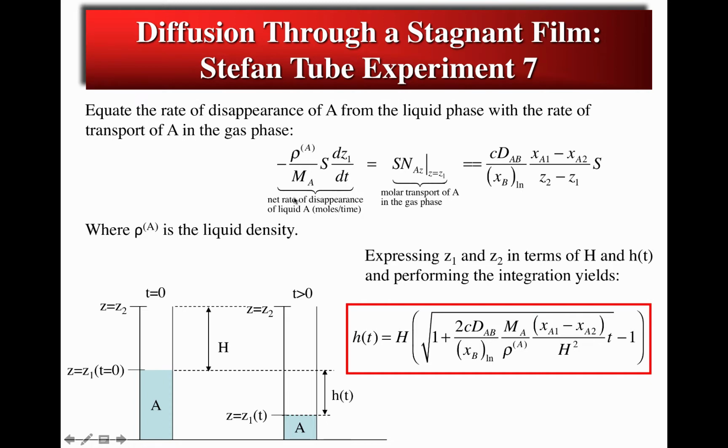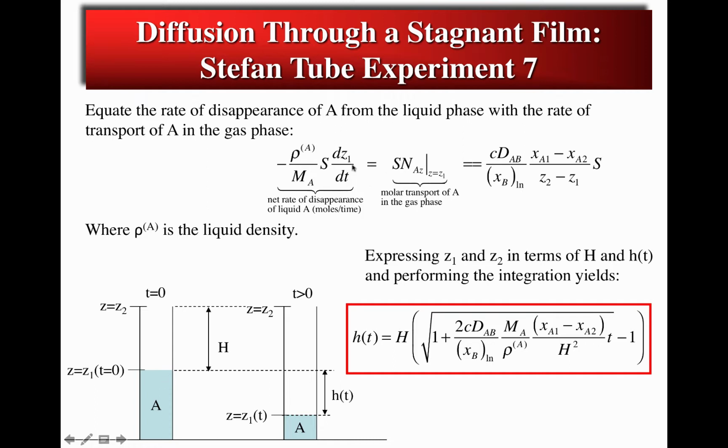So if you think about it, the density of A in the liquid phase, rho superscript A, divided by the molecular weight of A is going to give the moles of A per unit volume in this liquid. And then we multiply by the rate of change of the volume of liquid with time. And that's just the cross-sectional area of this device, S, times the change in Z1 with T.